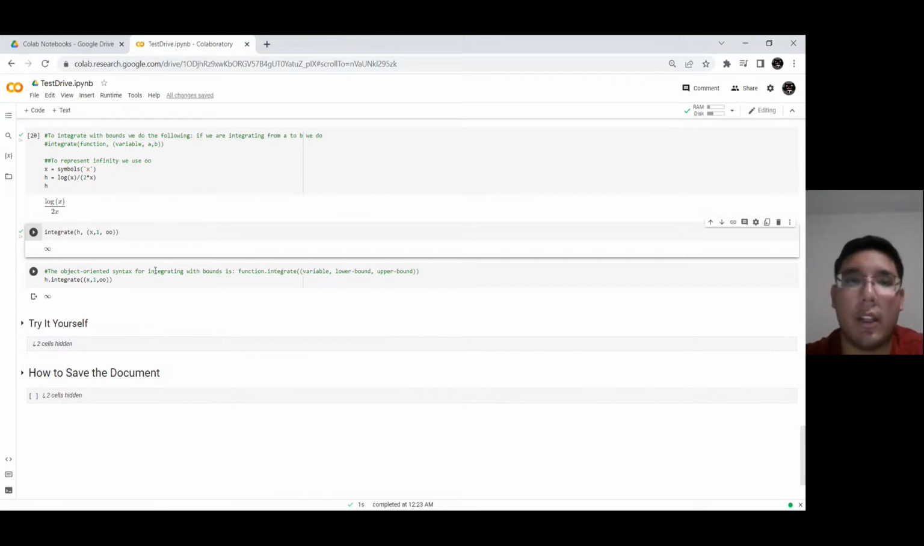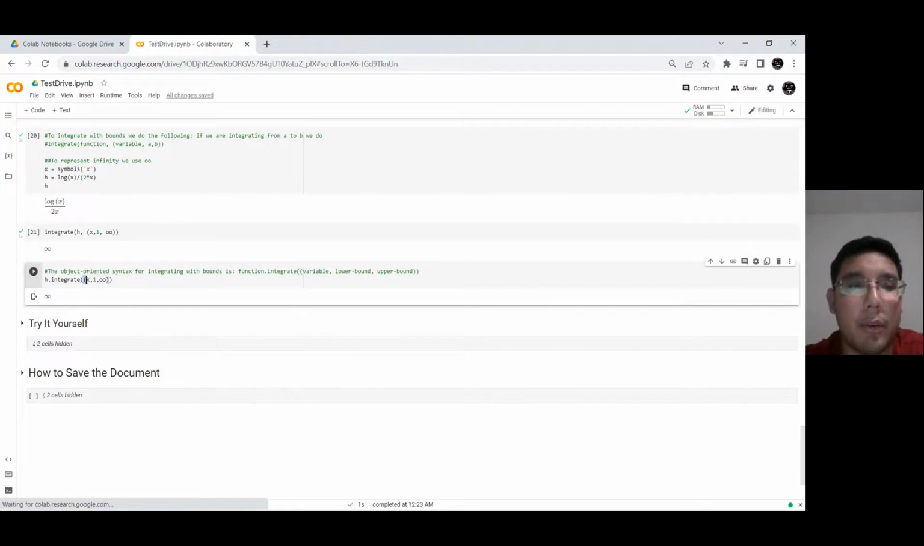If we write it in object-oriented syntax, we use h.integrate, kind of like we did h.diff. And in this case, we just write the parameters to be the variable, the lower bound, and the upper bound. And again, don't forget these parentheses. These two parentheses are very important. If you forget them, it will pop out an error. And we can see again that it is the exact same answer.